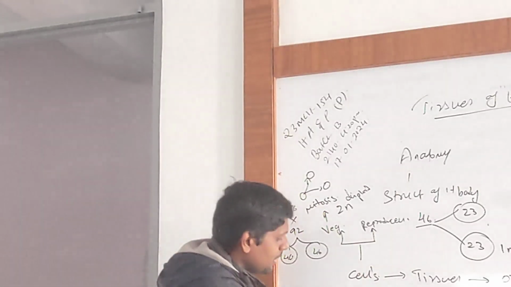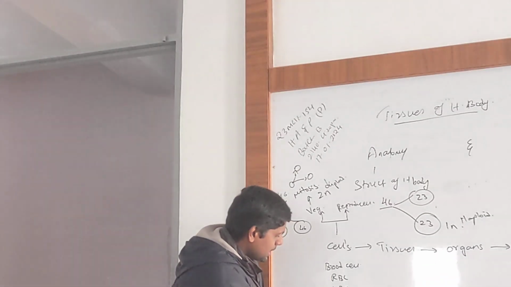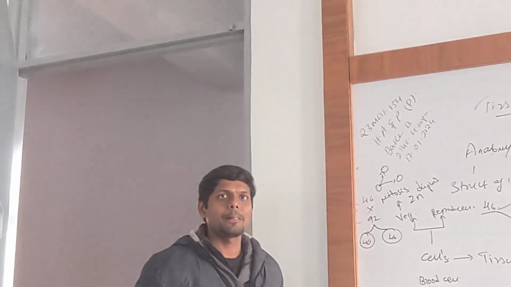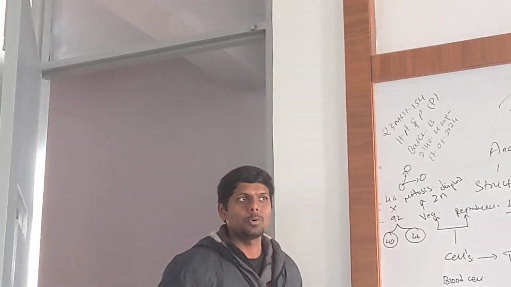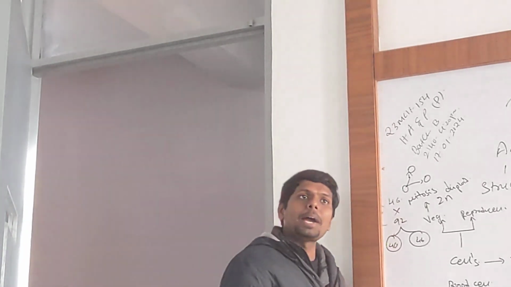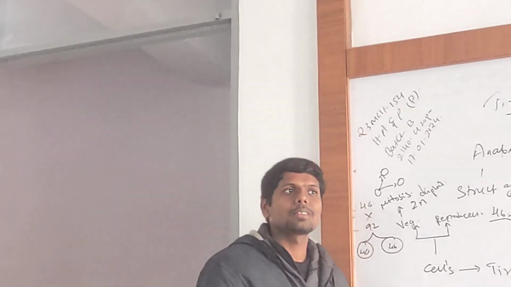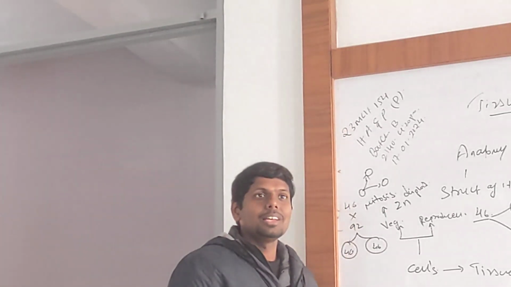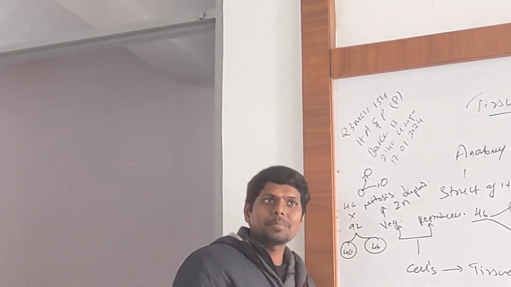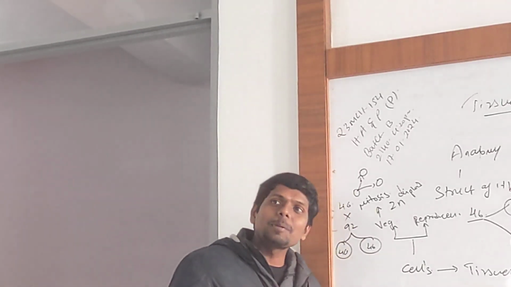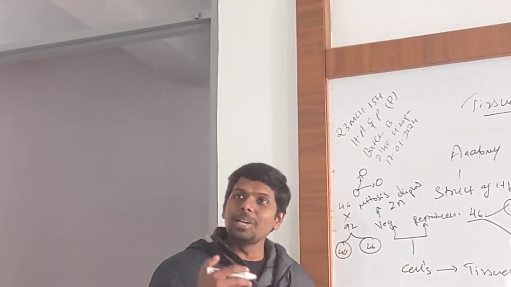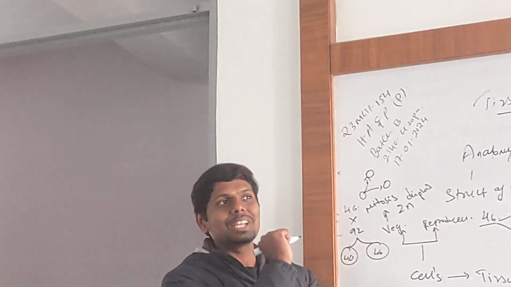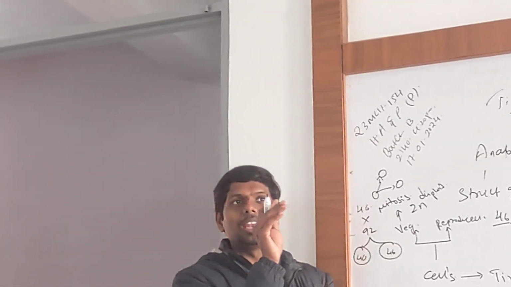Then tell me other things. Any other cells here? Examples? You want to add? What cells are present in the pancreas? Any idea? Insulin is secreted by? What cells are present in the liver? What is the medical term for liver? You studied medical terminology. You should tell. What is the medical term for liver?